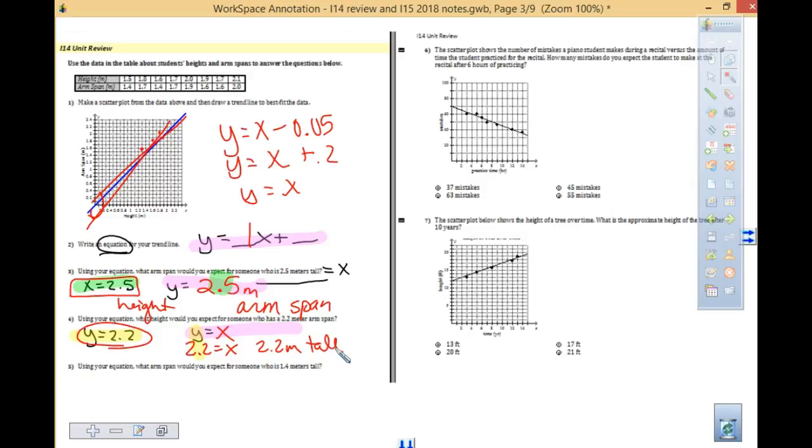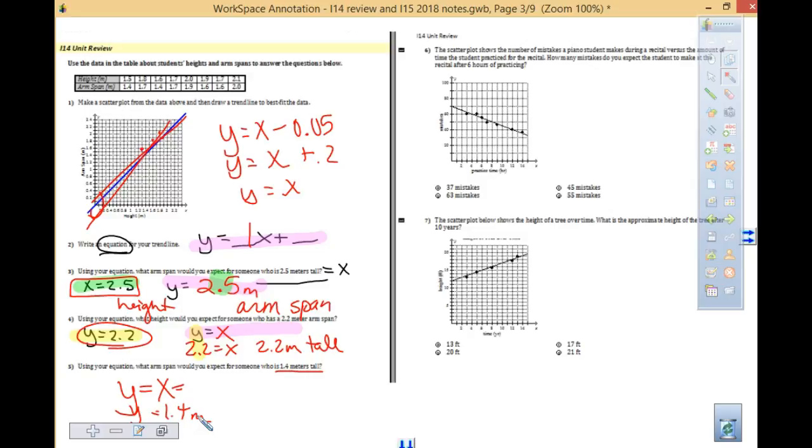If the person is 1.4 meters tall, what do we think the arm span is going to be? If y equals x, and they just told us that x is 1.4, that means y equals 1.4 meters for our arm span. It should be exactly the same.